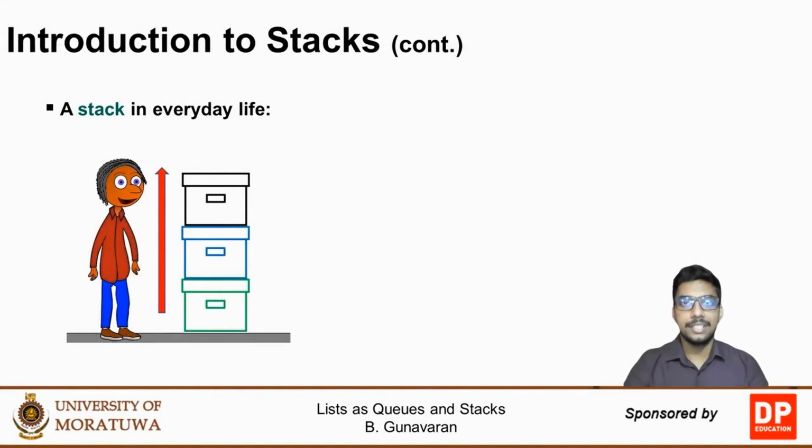Then, a friend of yours comes and asks you to hand over the boxes to him or her. How do you remove the boxes? The first box you remove is the third one, which you have placed last. Then, the second one. You cannot remove the first box at the bottom without removing the boxes on top. Now, how is this example relevant to stacks? Placing the boxes on top of each other is similar to insert operation in stacks, and removing the boxes is similar to delete operation in stacks.